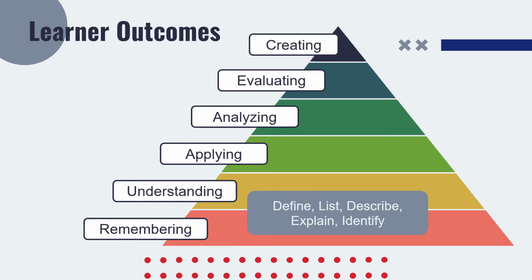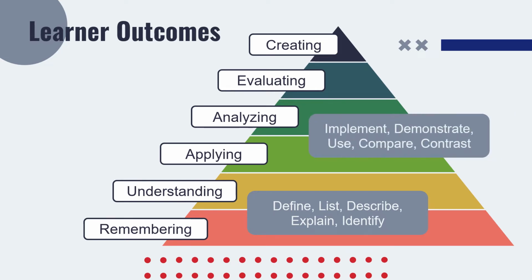The second two levels, applying and analyzing, are best when requiring participants to take prior knowledge and apply it in a new way, or asking them to compare or contrast different ideas. Action words might include implement, demonstrate, use, compare, or contrast.